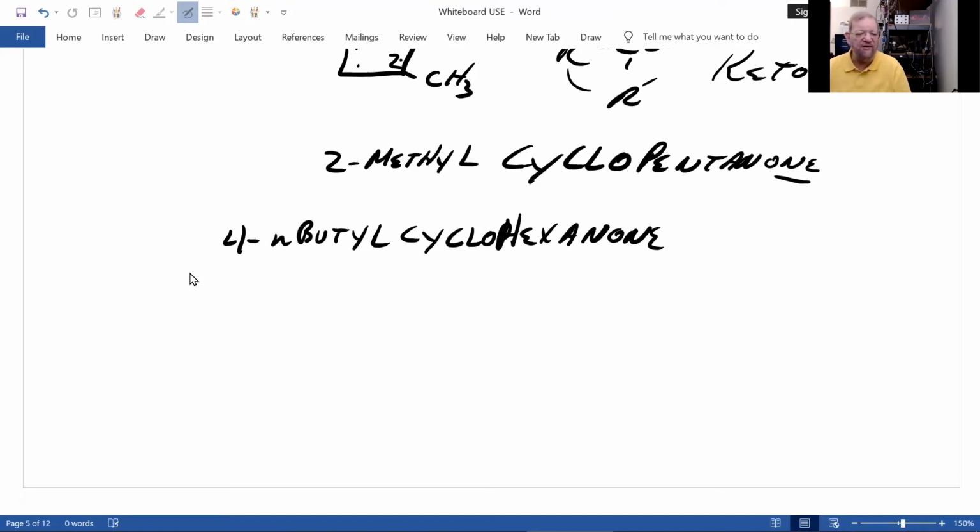And that'd be 4-N-butyl cyclohexanone. I was going to put P, but we already did our 5-member ring above. So why don't you draw the structure? Remember, you start this way, and that will help you decode it. Go.